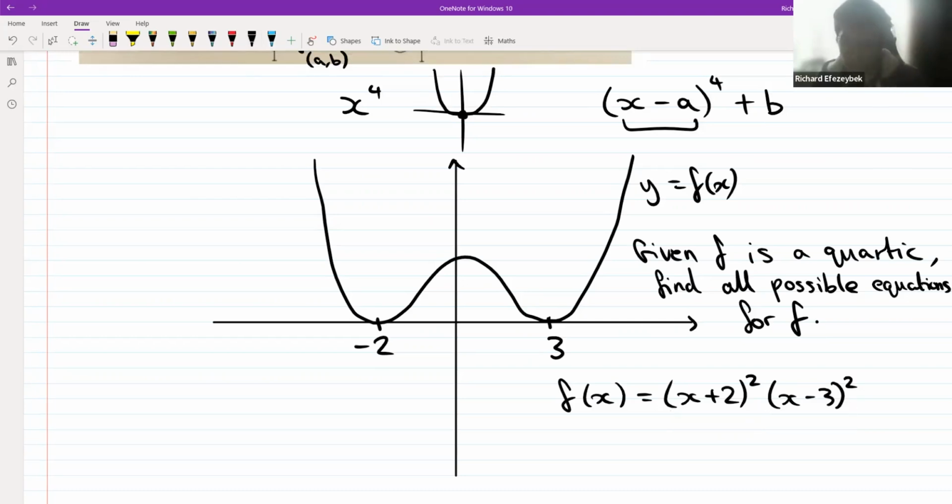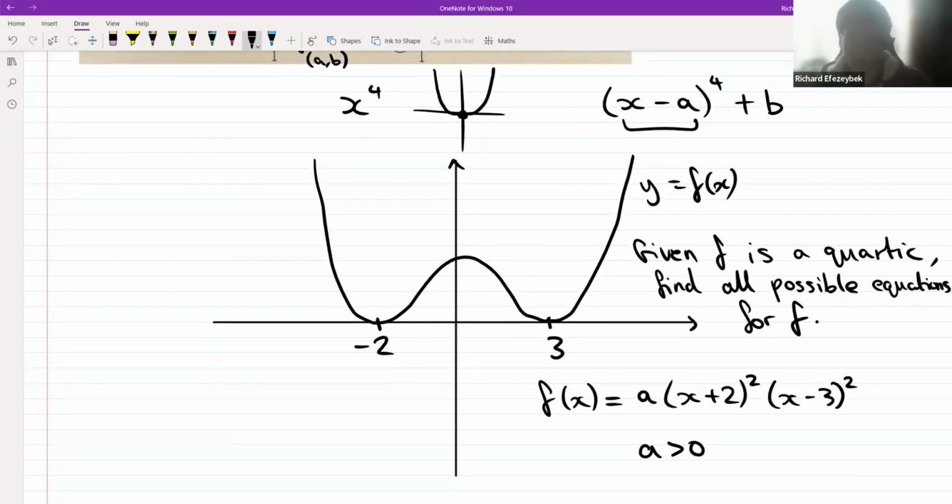Now, there's one bit missing here, which is that we don't know that the leading coefficient is equal to 1. So we have to write f(x) equals a times all this. So what this a will effectively do is scale the graph up and down. And we'll look at that again with graph transformations. One thing we do know about a, given the way that the graph looks, is that it must be positive. If it were negative, we'd have the whole thing flipped upside down.